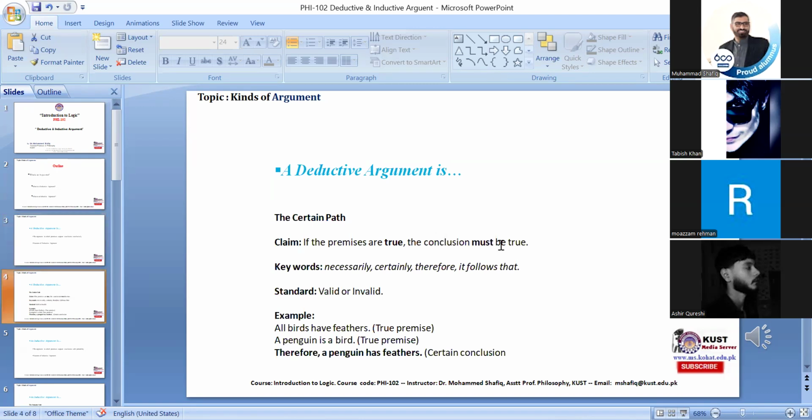In other words, it is also called the certain path. Certain path means, as I said, that the premises support conclusion conclusively. If we are certain about the premises, the conclusion would be 100% true. There would be no doubt remaining in the conclusion. The claim the deductive argument makes is, if the premises are true, the conclusion must be true.